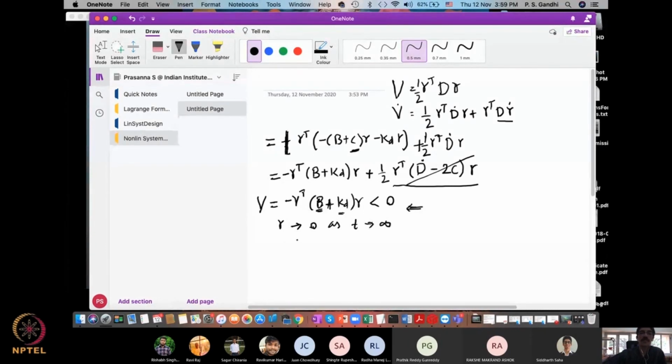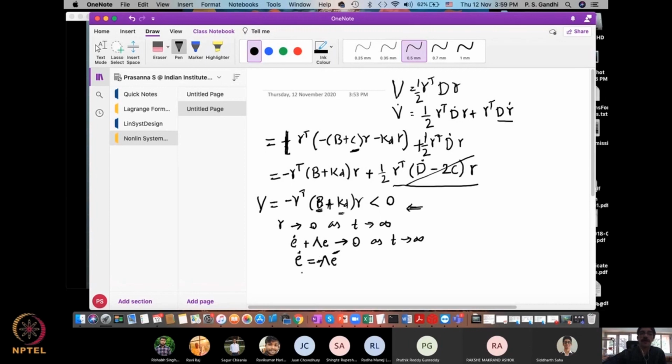Now what does it mean that r tends to 0? r has e dot plus lambda e, and this will tend to 0 as t tends to infinity. So if this tends to 0, that means e dot is equal to minus lambda e, sorry, lambda e here. So e dot is equal to minus lambda e.